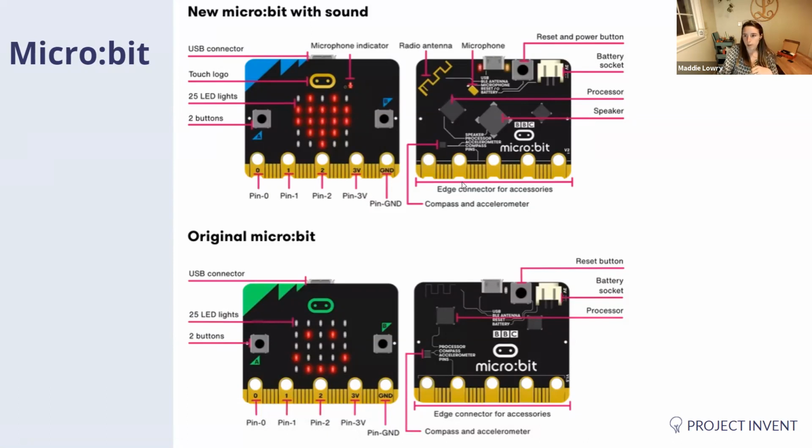But some of the new features that you're going to want to get the version 2 for is it's going to have its own speaker, so you won't have to have the kids try to figure out how to hook up headphones to it, which is possible. And it also has a microphone.